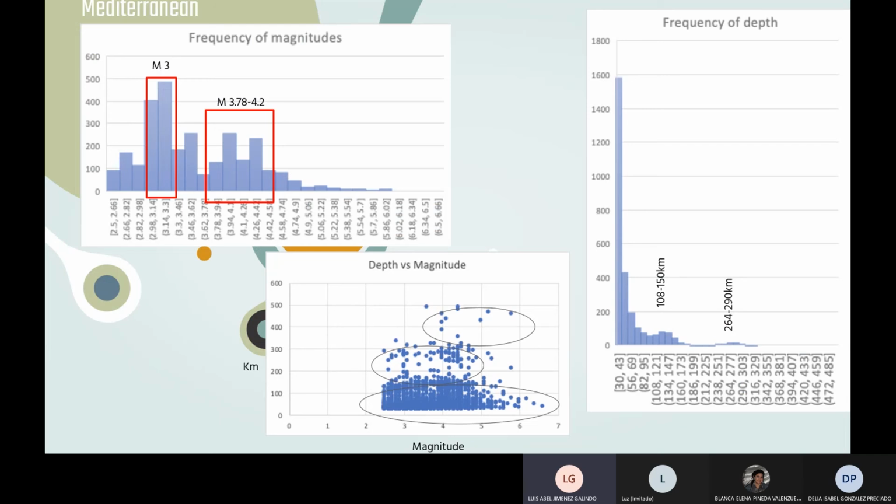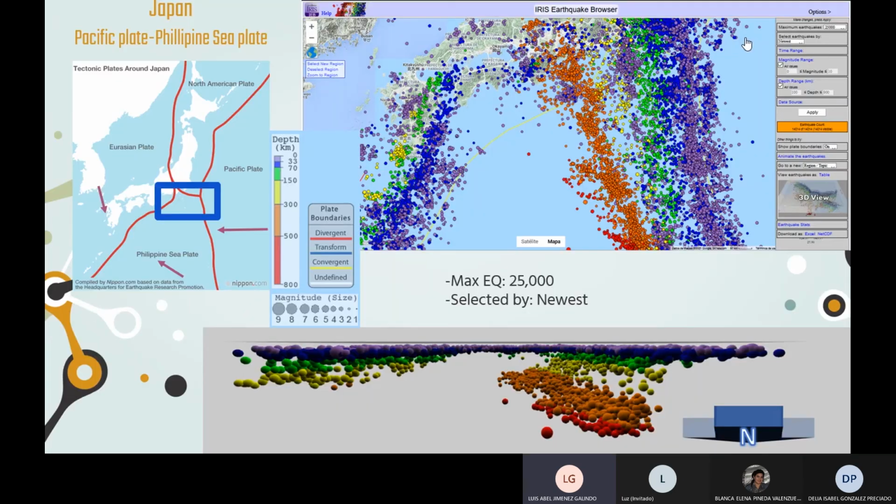Also, in the frequency of magnitudes, we can see an average of magnitude 3 and another family of distribution between 3.7 and 4.2. The depths are mostly very shallow, between 0 kilometers and 41. There is a gradual decrease with 2 small spikes at 100 and 150 kilometers and 290 kilometers. In the depth versus magnitude graph, there are 3 main groups.